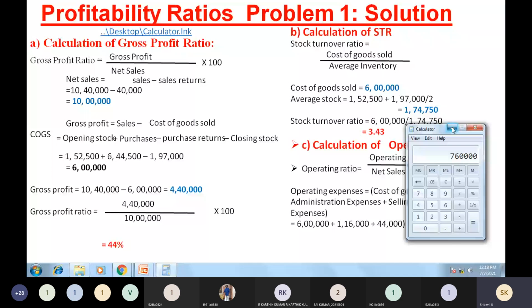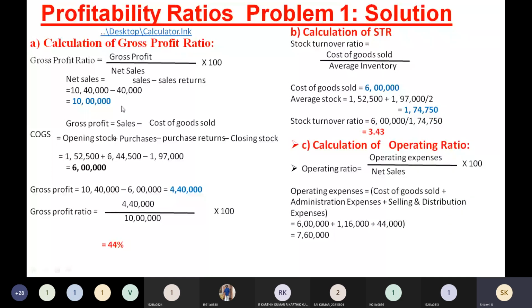Net sales we have already calculated as 10 lakhs, while calculating the gross profit, so you use that here. You need not calculate again if it is related to one single problem. Once you calculate, that is enough. So you calculate that at the top of the problem.